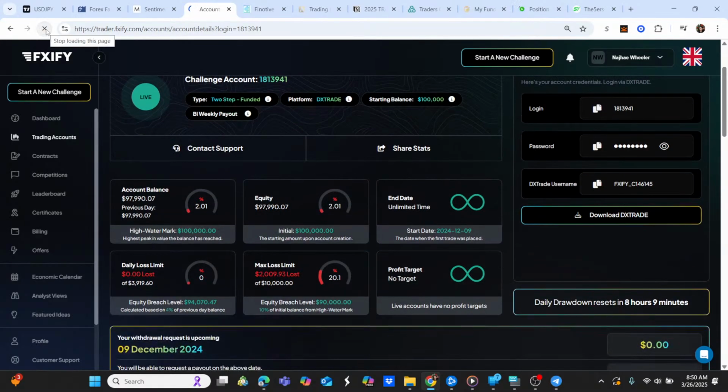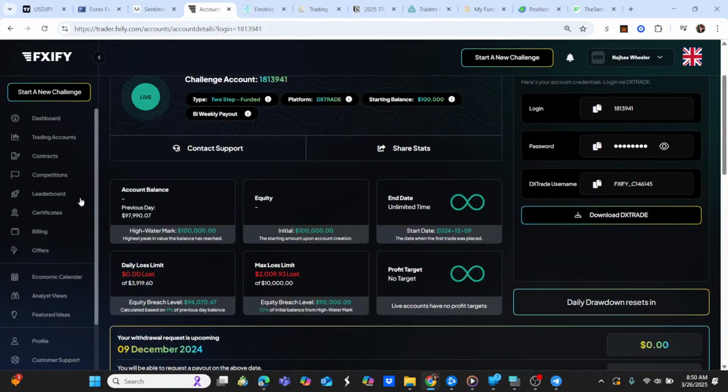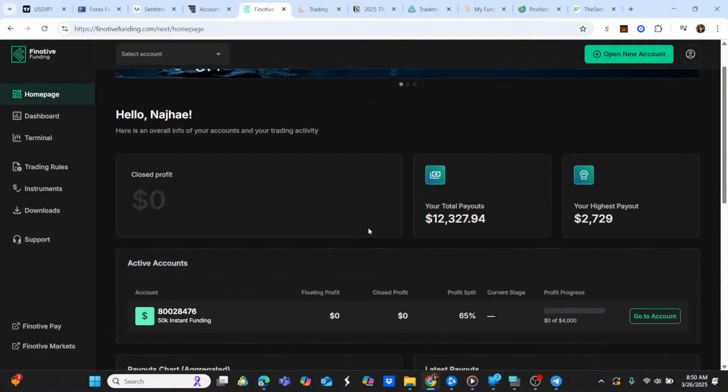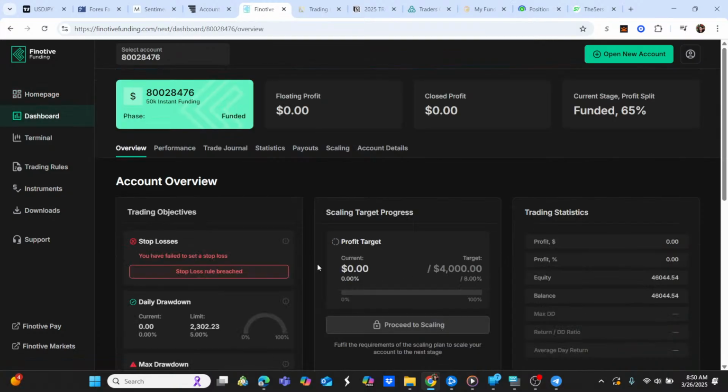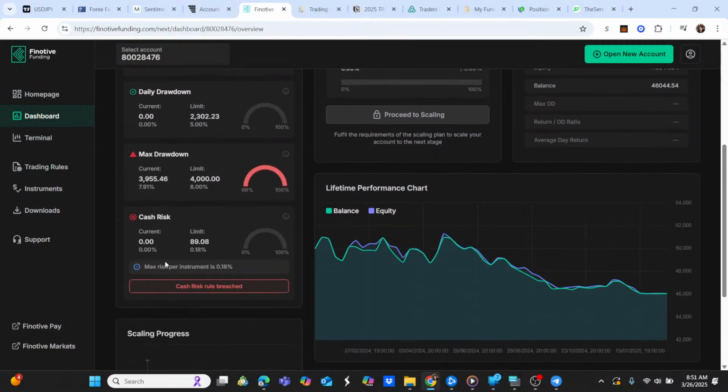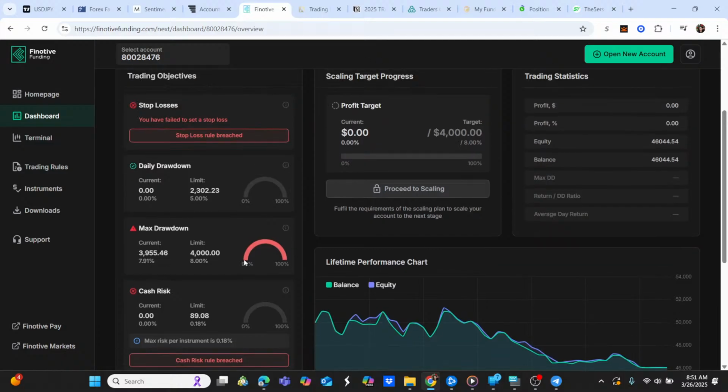So if I refresh the page right here, just show y'all real quick, you can see that everything is the same right here. Next account, if we go to the definitive funding account, and we go inside the dashboard, we can see that everything is still the same right here.